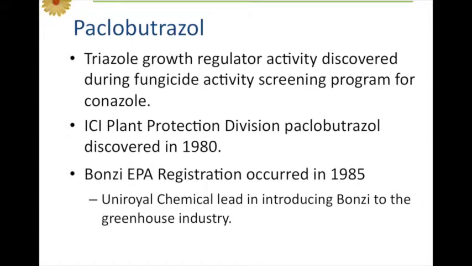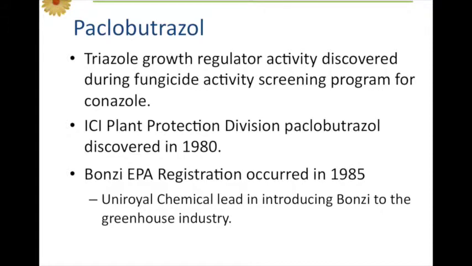So paclobutrazol, it's a triazole. It was in a fungicide trial. It was then labeled in the 80s and registered in '85. And really, if you look at it, the work that was done by Uniroyal brought that to the forefront. It was a nice chemical. It was the most potent chemical we had at that point, and so there was a need for it.